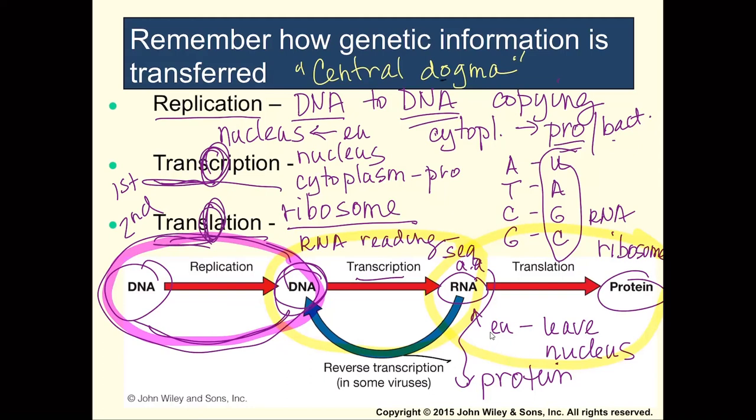There are some viruses that can do a process called reverse transcription. Reverse transcription means that they can go from RNA to DNA. So they're doing it backwards. The example is HIV. HIV has an enzyme called reverse transcriptase, and it is an RNA virus. What it does is take RNA and make it into DNA. It does the opposite of what we traditionally thought happened.